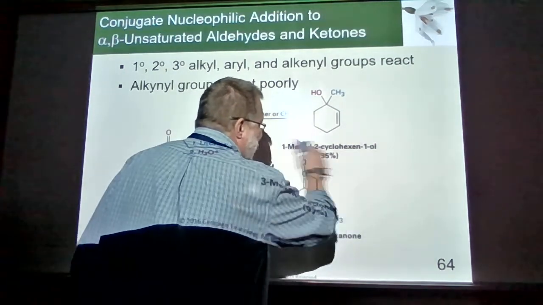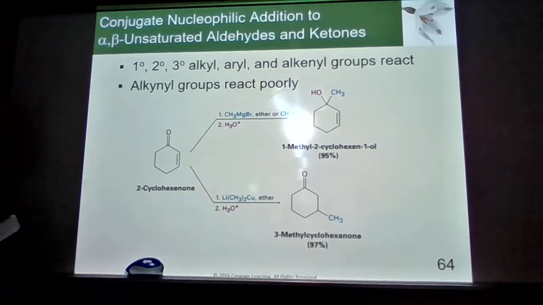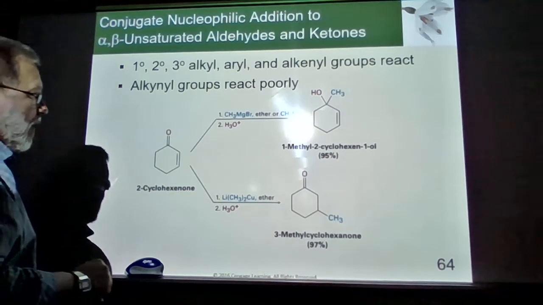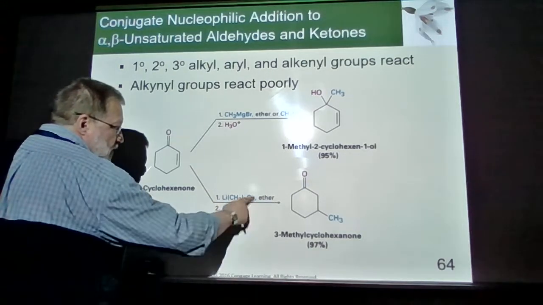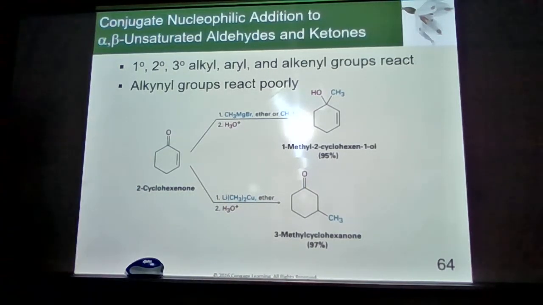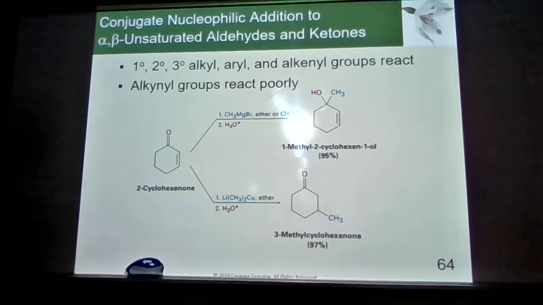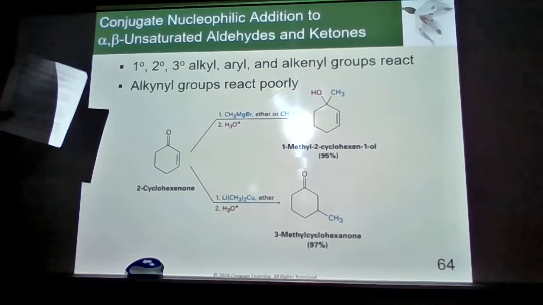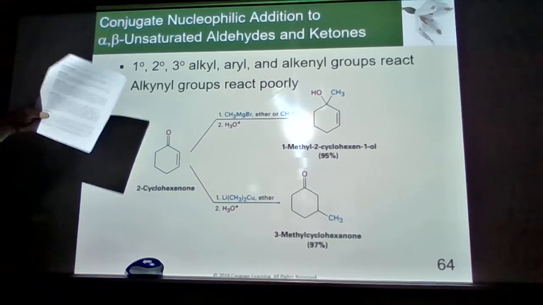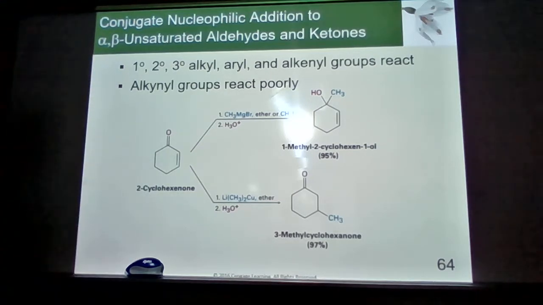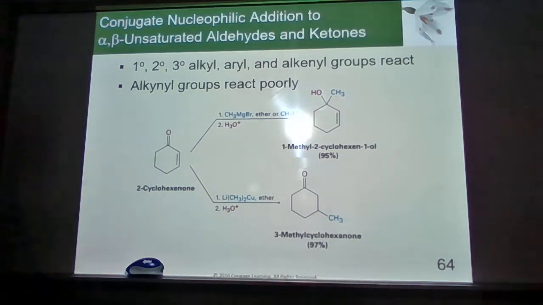So materials that can undergo 1,4 reaction: primary, secondary, tertiary, alkyl, aryl, and alkenyl groups all can form these organocuprate reagents. Those that have carbon-carbon triple bonds in there don't readily form the Gilman reagents, but primary, secondary, tertiary alkyl groups, aromatic groups, and double bonds can easily react to form these organocuprates.